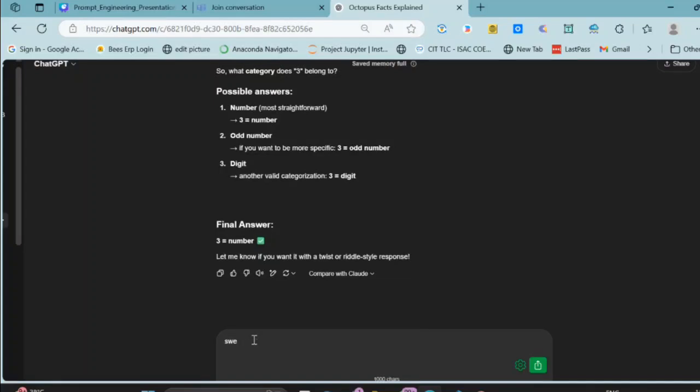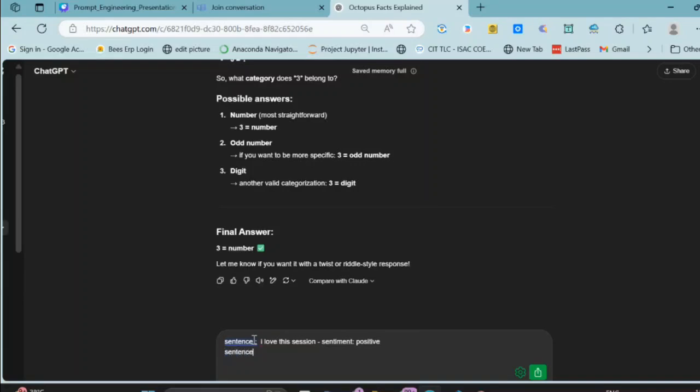Okay, let's see another example. Sentence: I love this session. Sentiment: positive. This is the second sentence: this is a great service. Sentiment: positive.